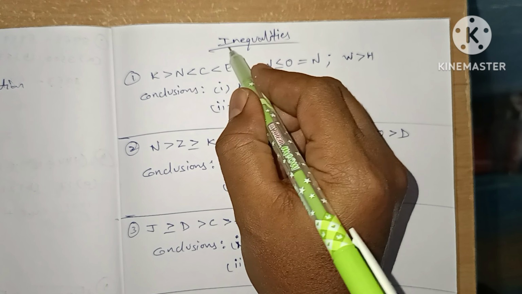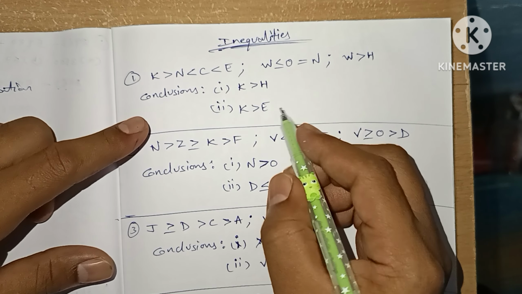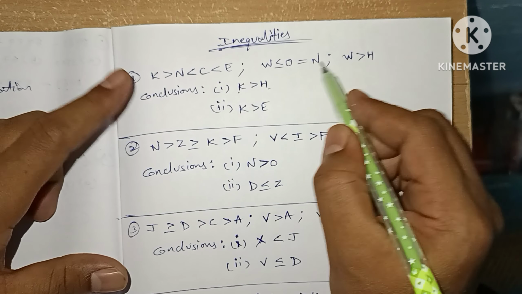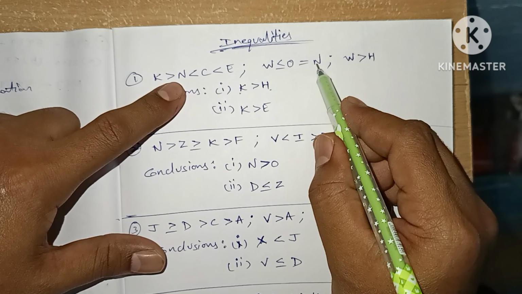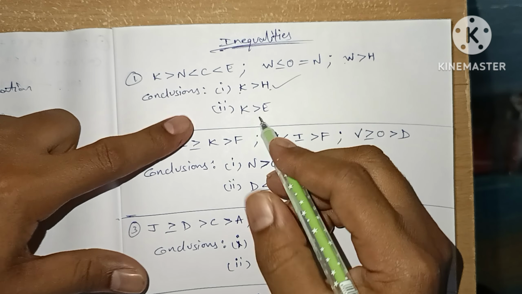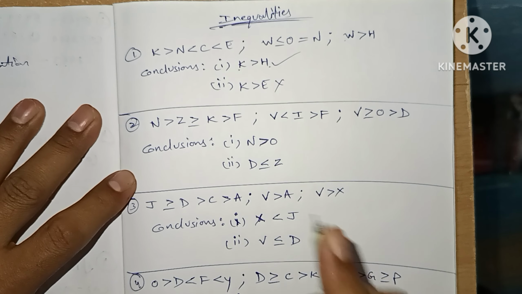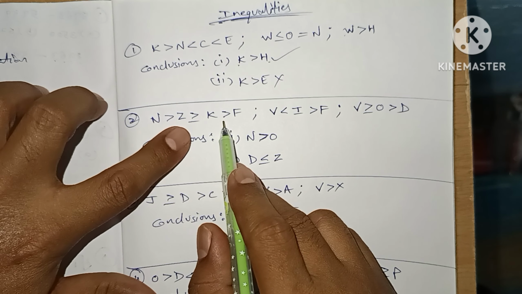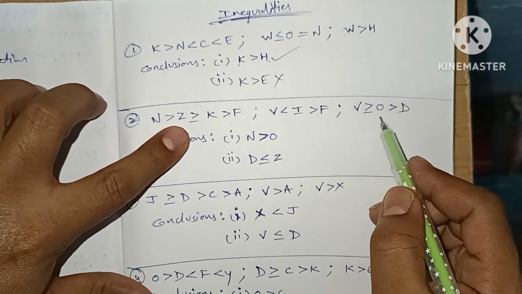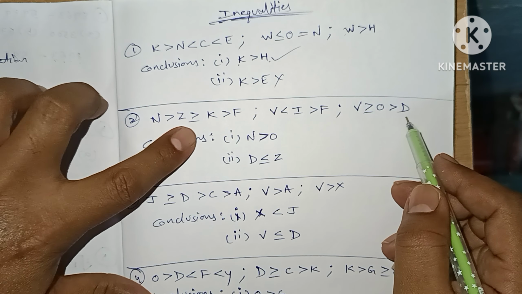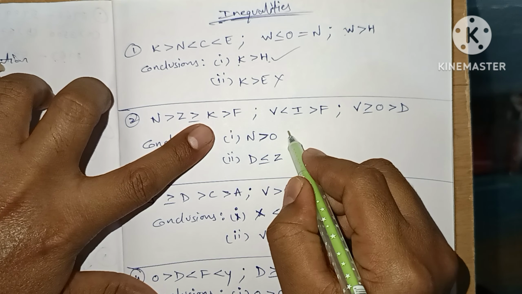Now we are going to see inequalities. For inequalities, we will go through the questions directly. K to H. Where is K? K to N is possible. N to O, W, W to H it is going. K to E. K to E it is not going, false. N to O. N to Z, Z to K, F. F to no possible. Z, D, K no possible, false.